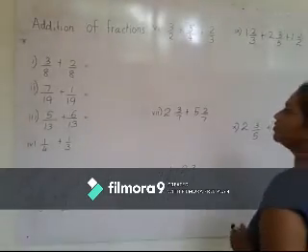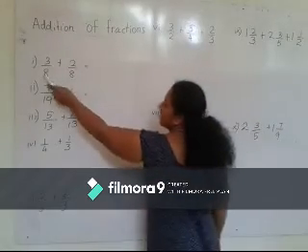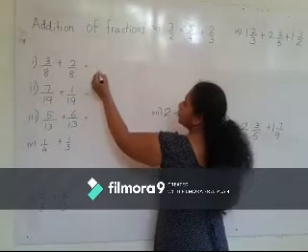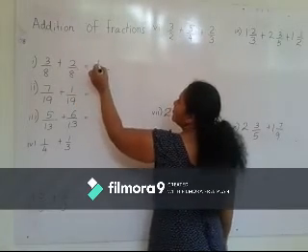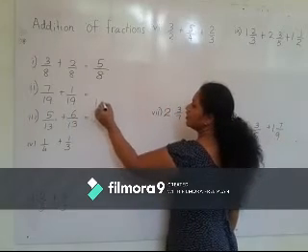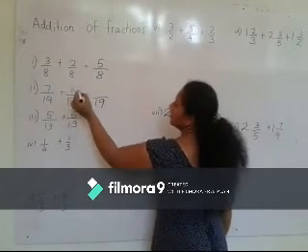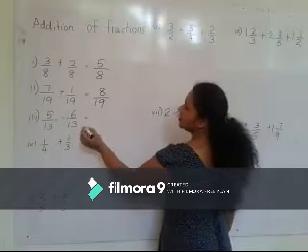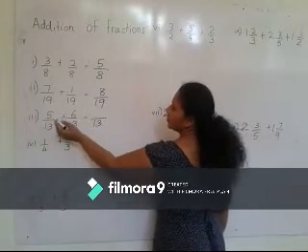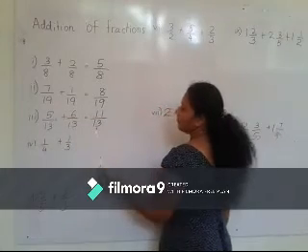Addition of fractions. Here the denominators are the same, so we can add the numerators. Our denominator is 8. 3 added 2 is 5. Next, here also the denominator is the same, so it is 19. 7 and 1 added, it is 8. Here the denominator is 13, so 13 is the denominator. 5 and 6 added, 11.